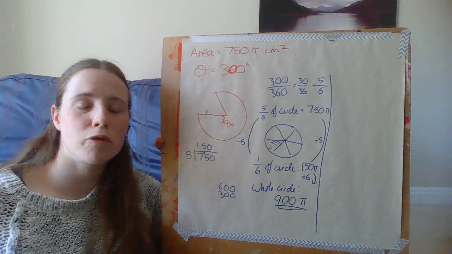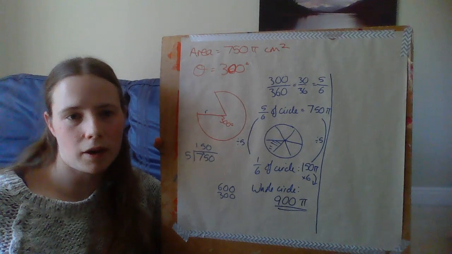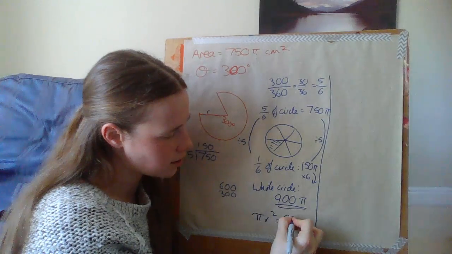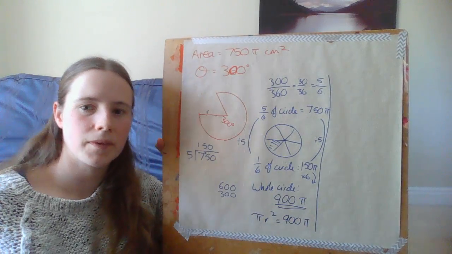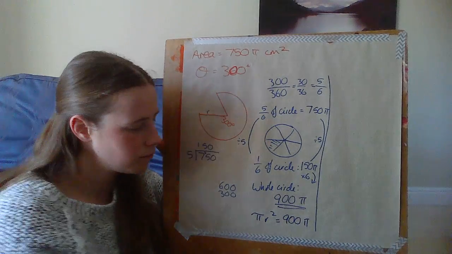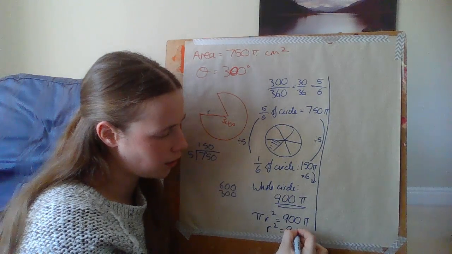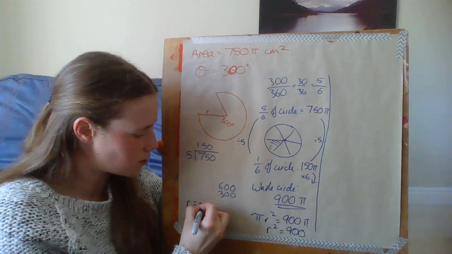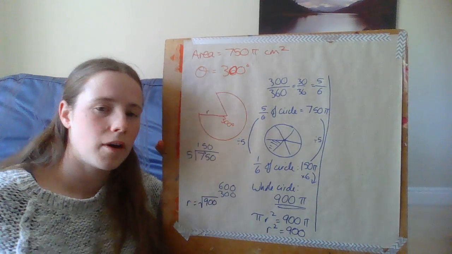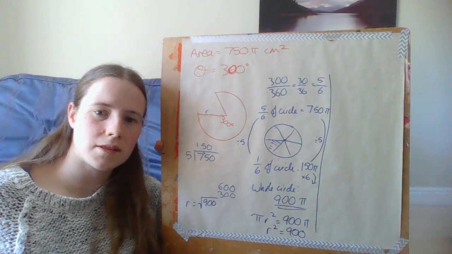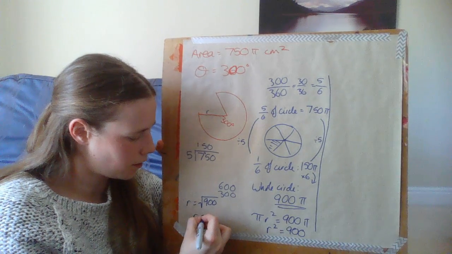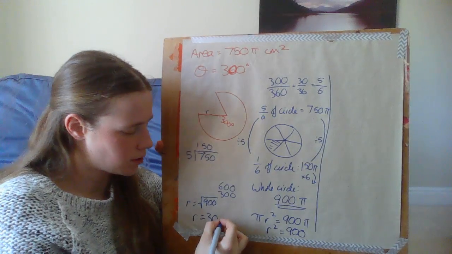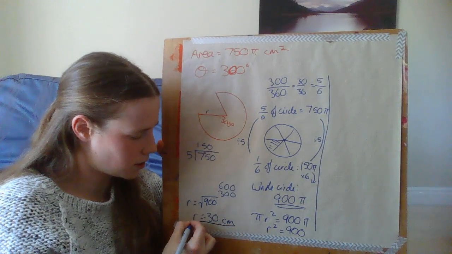Now, I know a formula for the area of a circle, which is pi r squared. So if I now say pi r squared is 900 pi, I can divide both sides by pi. R squared has to be 900. I then square root. So r is the square root of 900. In other words, I'm thinking what number times itself gets us 900? The answer is 30. And because we're working in centimetres, I'm going to say that r is 30 centimetres.